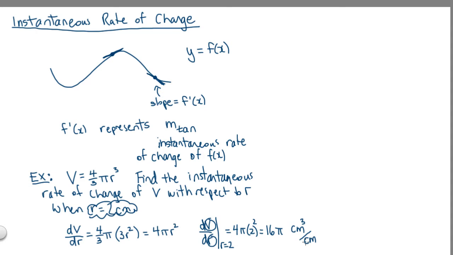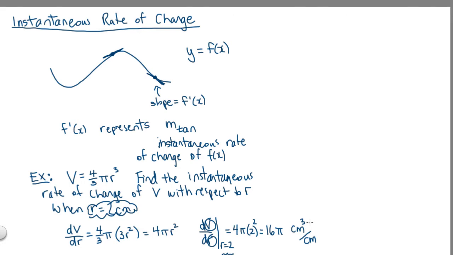But there is actually a physical meaning to these units. What this is saying is that at the moment when r is equal to 2 centimeters, every centimeter of change in r corresponds to 16 pi cubic centimeter change in the volume. So for every centimeter gain in r, you gain 16 pi centimeters cubed in the volume at the point when r is equal to 2 centimeters. So it's actually more meaningful to leave the units like this and not simplify that fraction in any way.